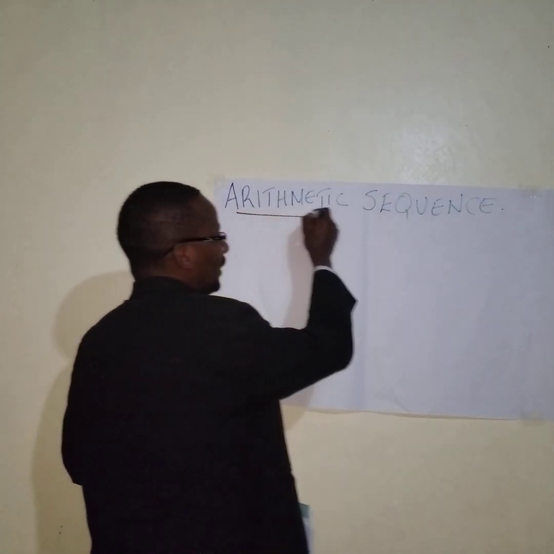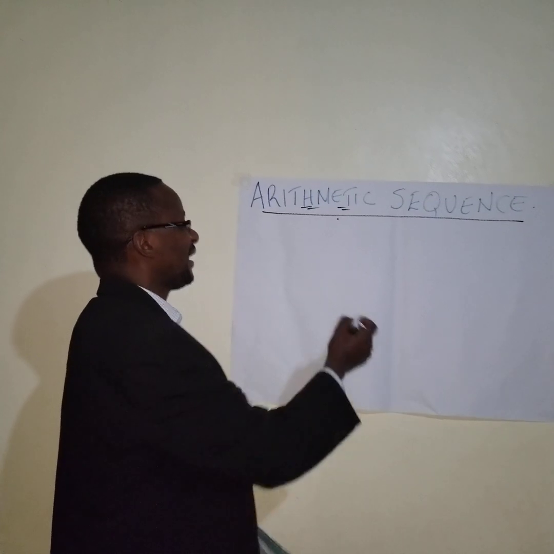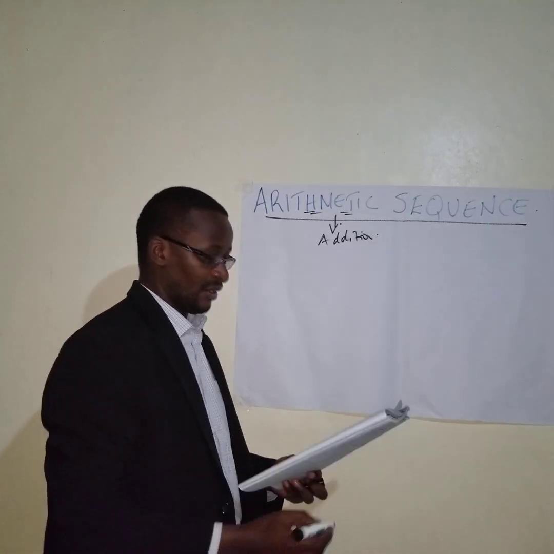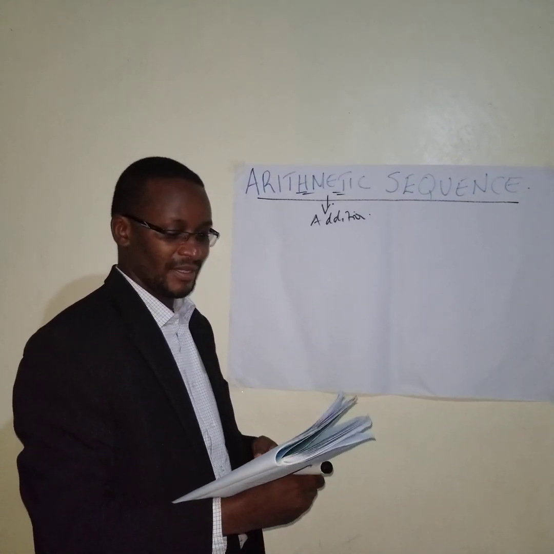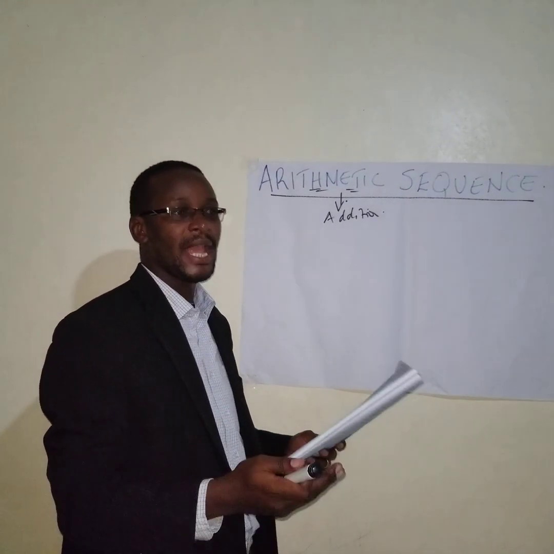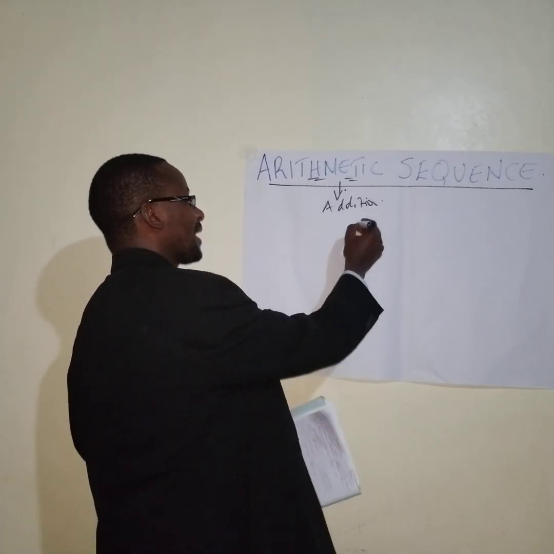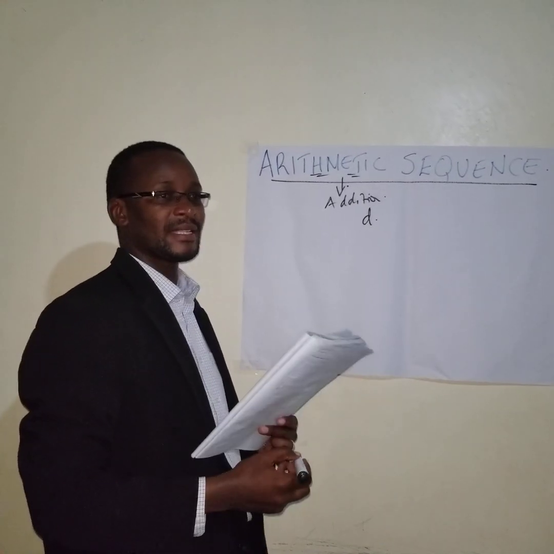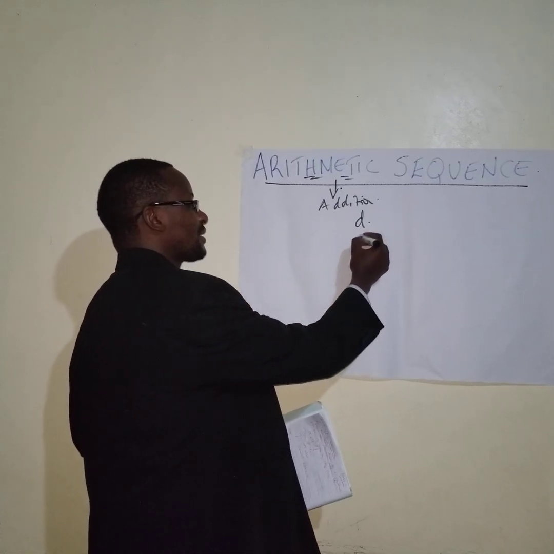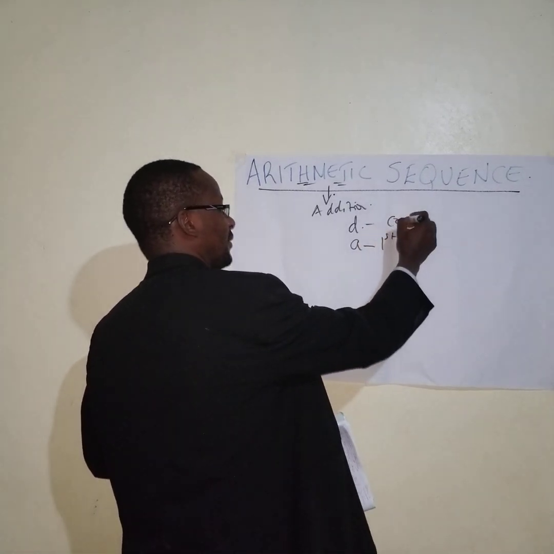This name, from the word arithmetic, gives you some idea of addition. There is something that is being added. So actually, this is the type of sequence whereby there is a common difference between any two terms. That common difference is normally given the symbol d. The first term is normally referred to as a. This is the common difference.